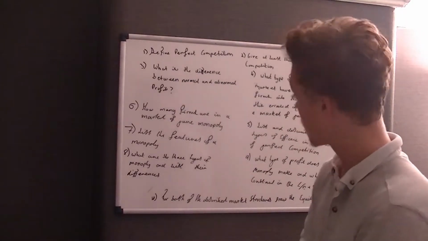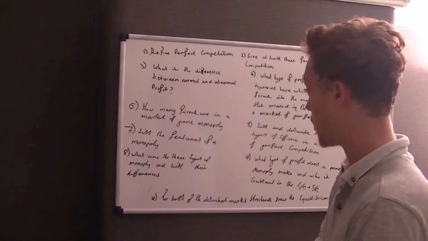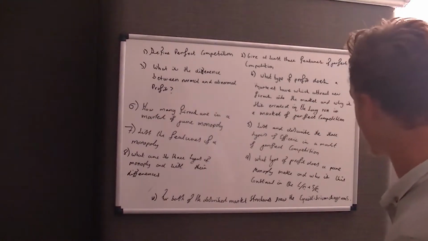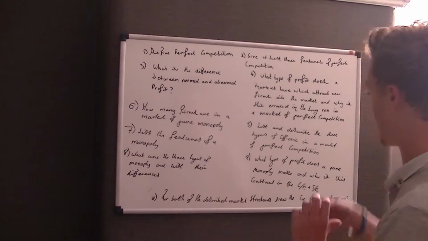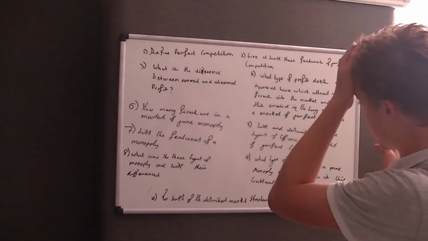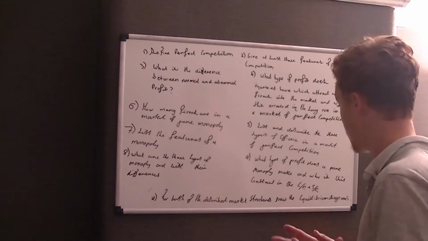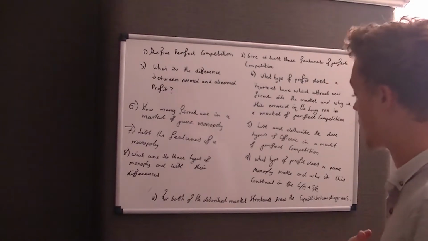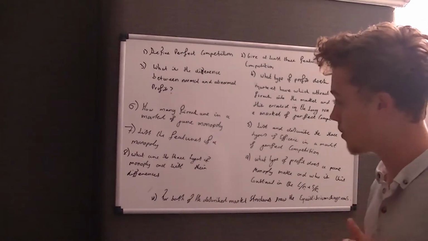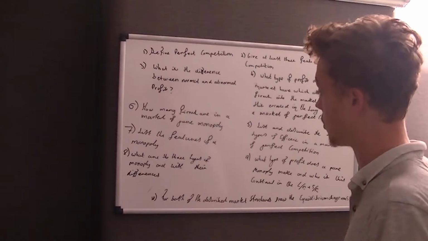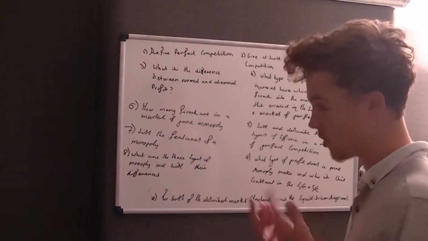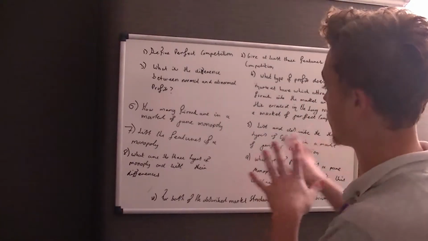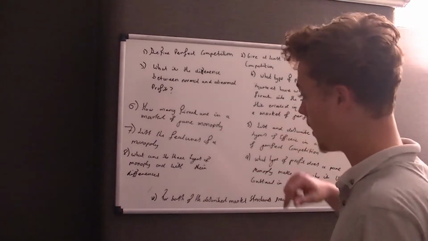Number 6, how many firms are in a market of pure monopoly? That's a fairly easy one. Number 5, that was number 6, number 5, list and describe the 3 types of efficiencies in a market of perfect competition. I'll explain what they are in a bit. Two of them you should already know. There's a new one that we introduced in terms of efficiencies, the concepts of them, but the application is totally different. Otherwise I'd just be asking you something you already know.